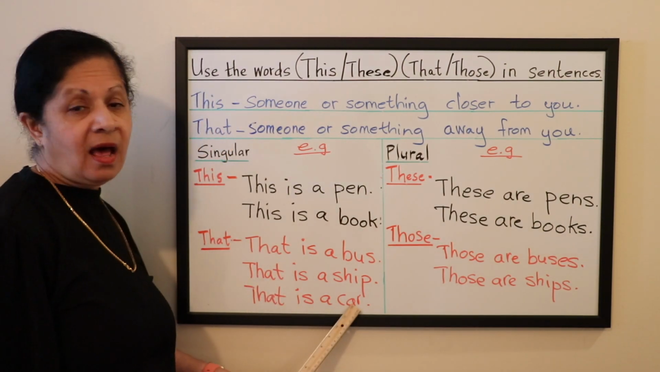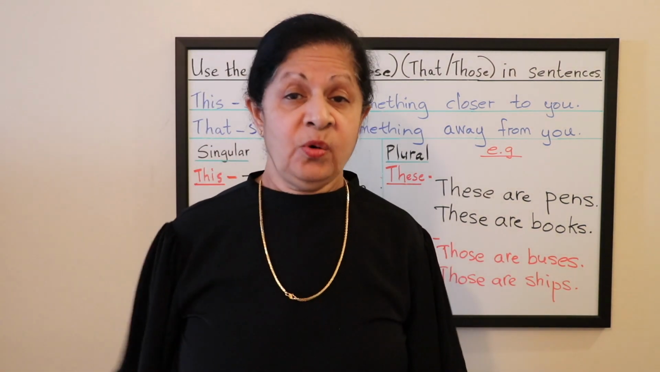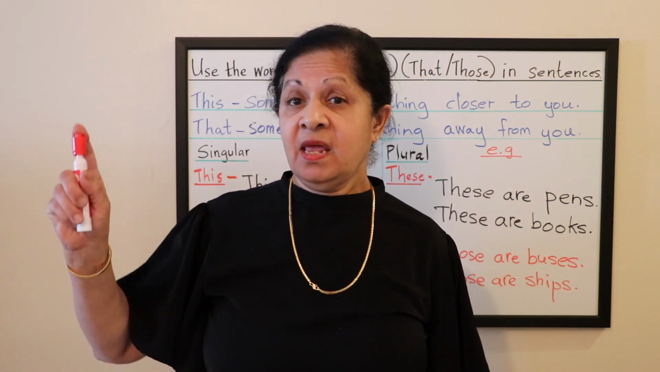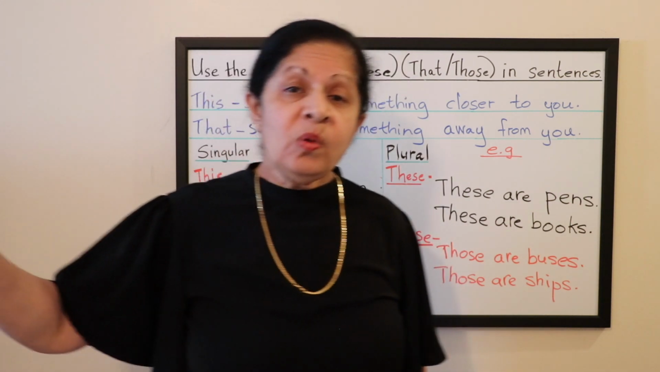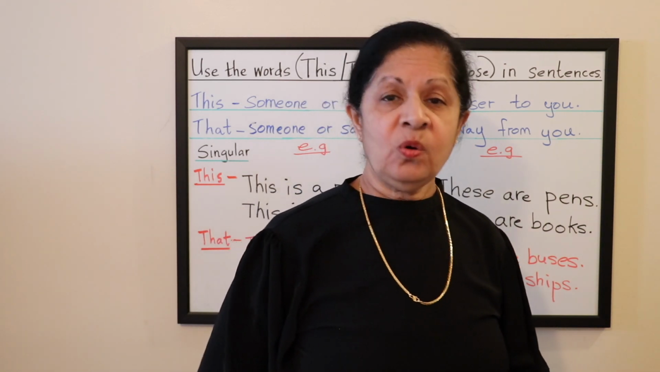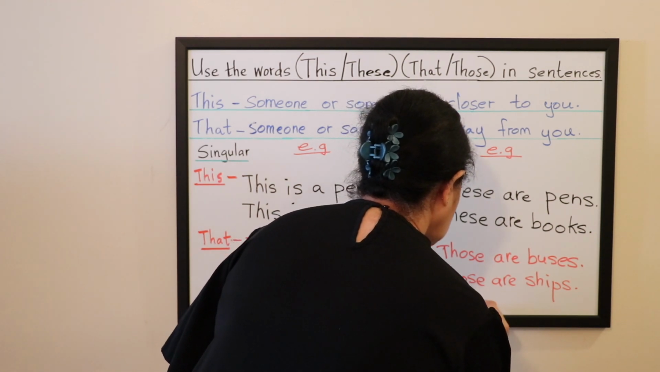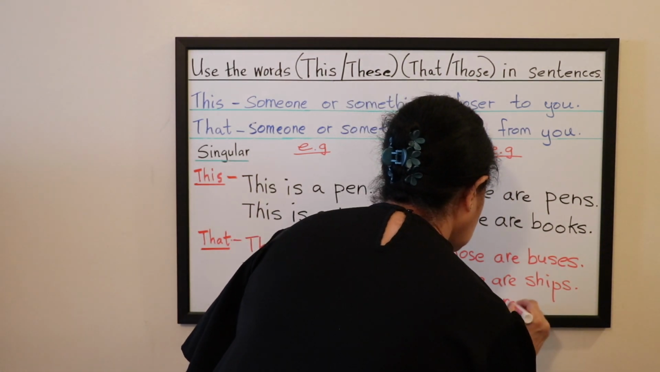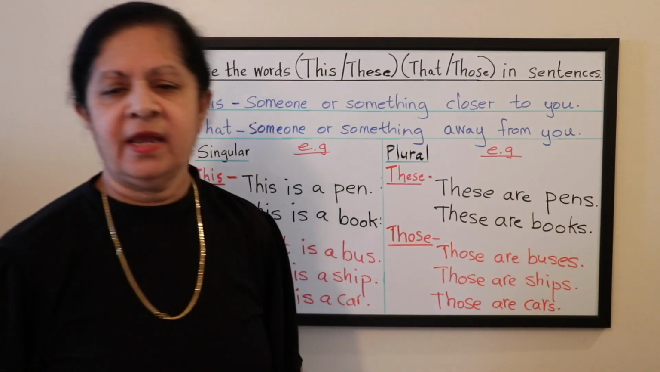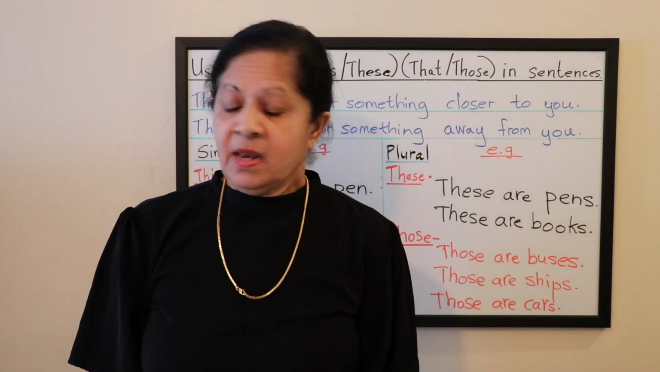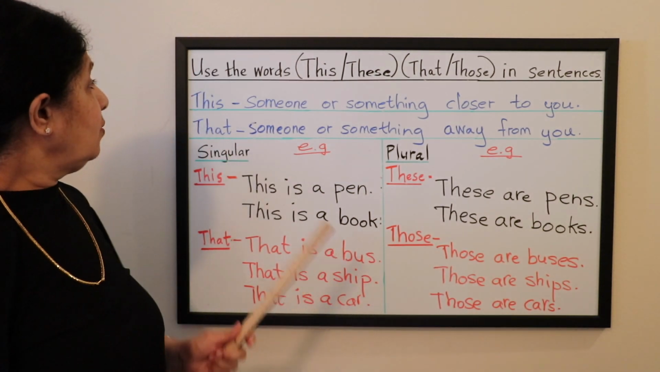The same way. That is a car. I see many cars going on the road. Can I say that is cars? No, I cannot say. I have to say those are cars. Those are cars.